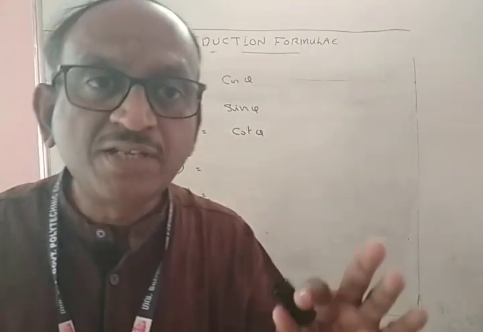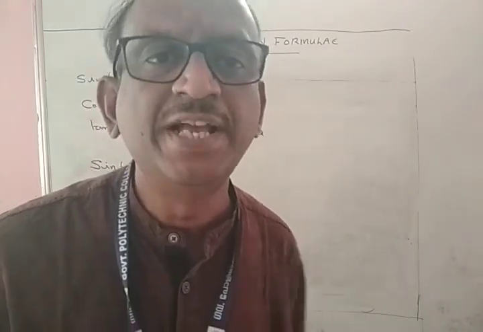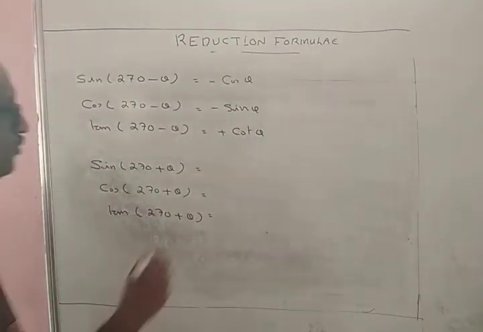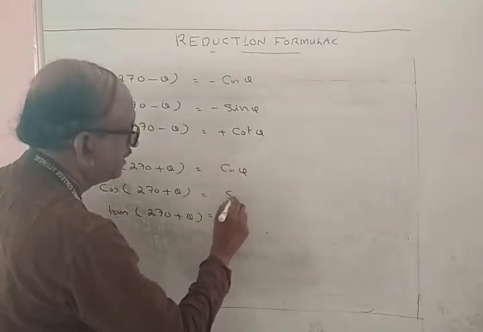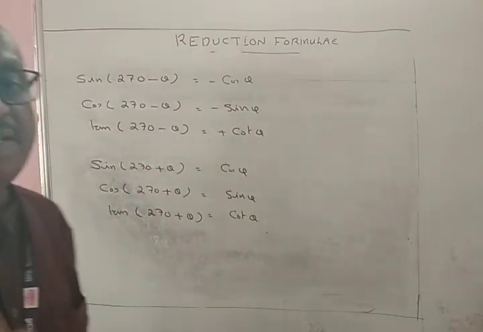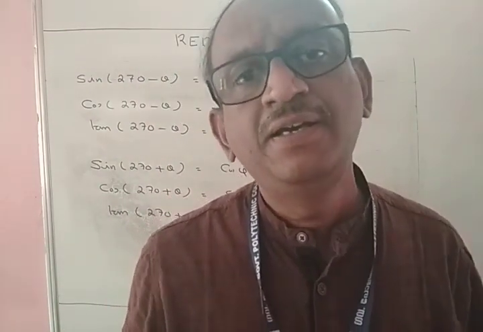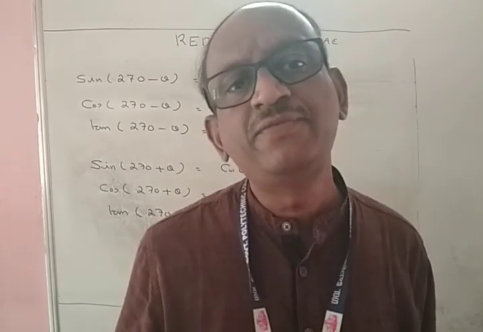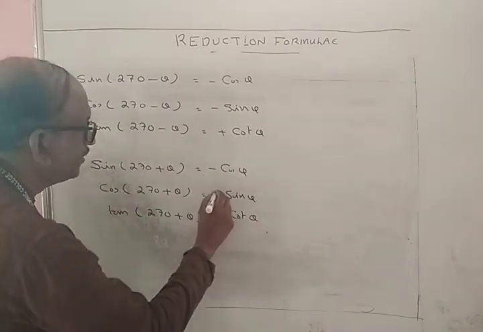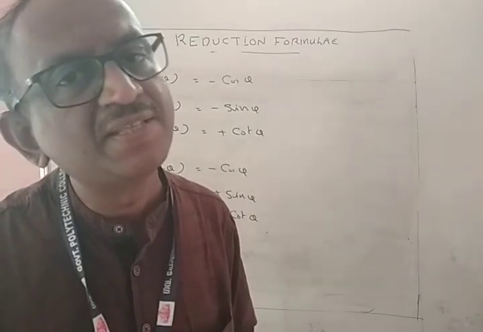270 minus theta lies in the third quadrant. In the third quadrant, tan is positive, all others negative. This negative, this one negative, this is positive. Here the right hand side is cos theta, here sin theta, here cot theta. 270 plus theta lies in the fourth quadrant. In the fourth quadrant, cosine is positive and all other trigonometric functions are negative. Therefore, sin negative, cos positive, and tan negative. This is the reduction formula for 270 minus theta and 270 plus theta.